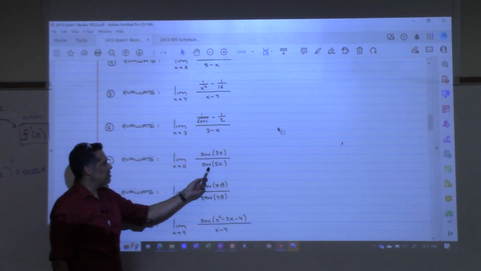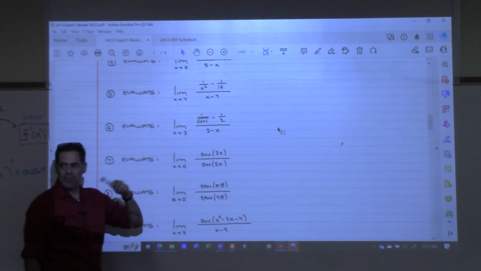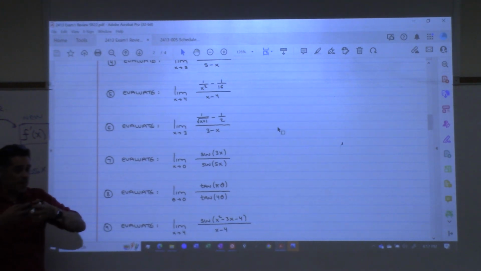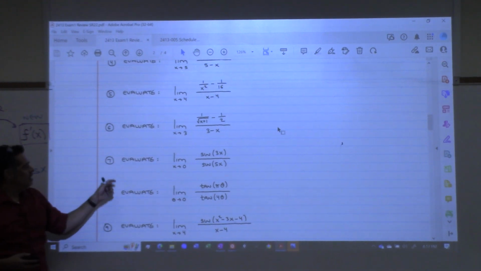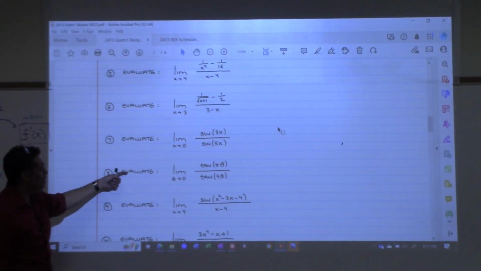Let's see, sine 3x over sine 5x, x goes to 0. This was the 0 over 0, but this is the one where we had to rip it apart and then be like, oh, I need to put something here and there and slide things over. Students don't like this one.